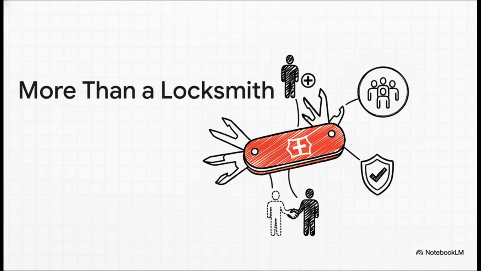But here's the thing. Entra ID is way more than just a simple locksmith checking keys at the door. It's a full-blown identity management system. It doesn't just check identities, it actually creates the digital identities for all your users. It helps you organize them into neat, logical groups, it defines exactly what they can and can't do, and it even has a secure way to handle people from outside your company, like contractors or partners.